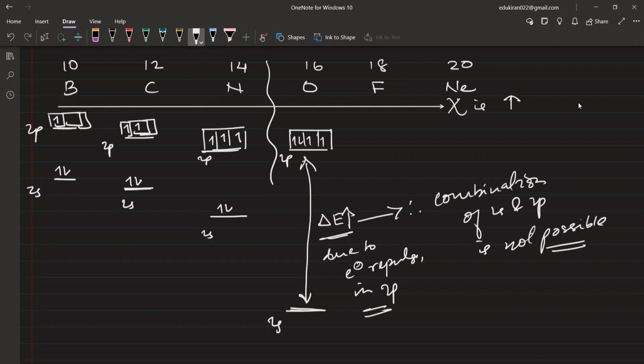But what happens after 14? After 14, we have pairing in the 2p, which makes the energy difference between 2s and 2p very high. And since the energy difference between 2s and 2p is very high, the combination is not possible. Is everything clear till here? Yes or no? Please tell me.